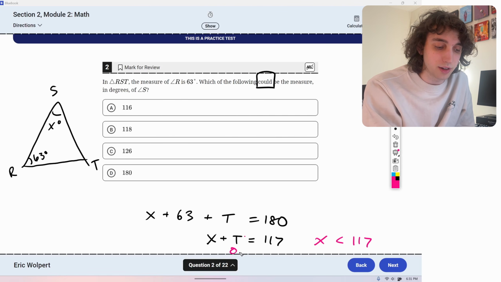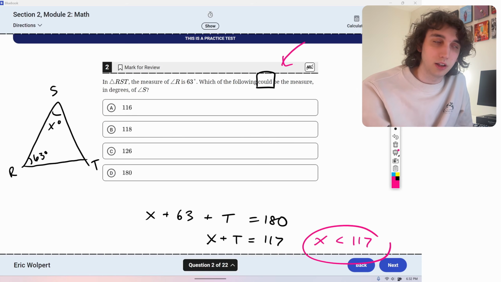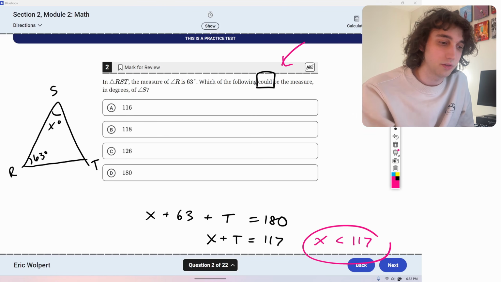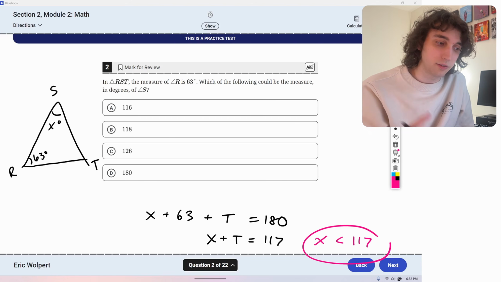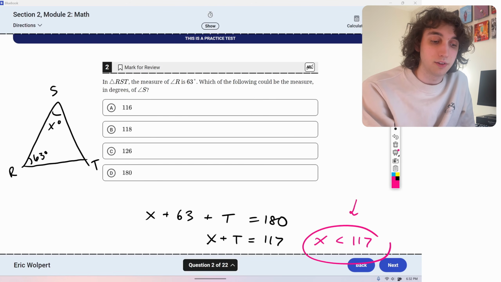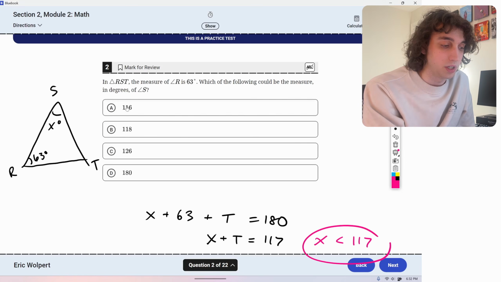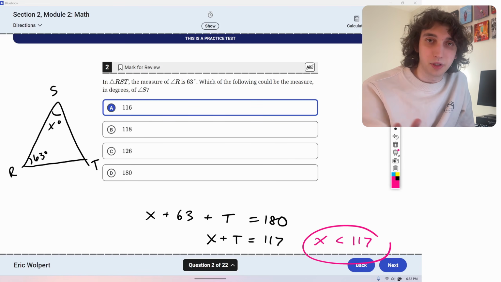We could, in theory, have a 0.000001 degree angle, but we can't have a 0 degree angle. Whenever you see the word could, it indicates some sort of inequality or some sort of range of values that all could be correct. And we're not solving for a definitive answer, we're solving for the only answer that makes sense given the inequality, which would be 116. All of the other answer choices, the angle would be way too big.